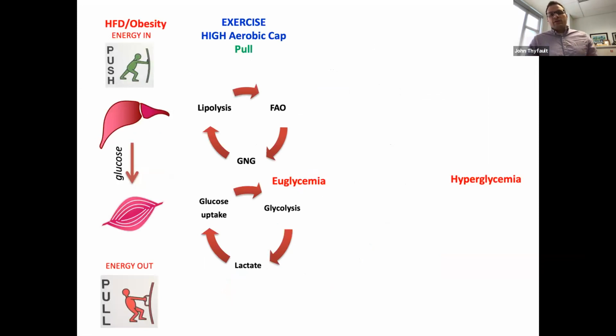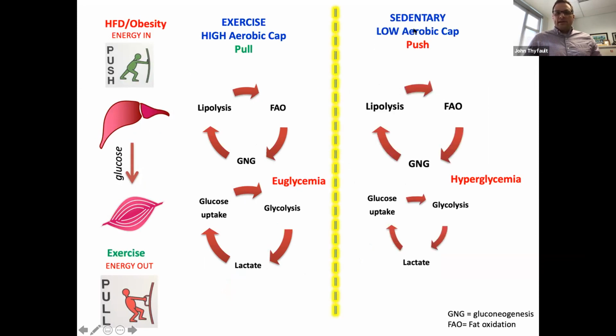And I really need to get a graphics person to help me show this better, but the way we think about this is that in an exercise or high aerobic capacity situation, there's a pull and a pairing between the metabolic functions of the liver and the muscle. But in a sedentary, low aerobic condition on a high fat diet, you have a pushing of nutrients into the liver. There are compensatory increases in fat metabolism and gluconeogenesis in the liver that are not paired with elevated glucose uptake in muscle. And that then leads to hyperglycemia.